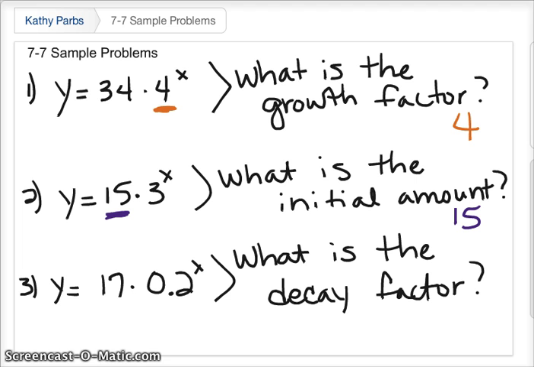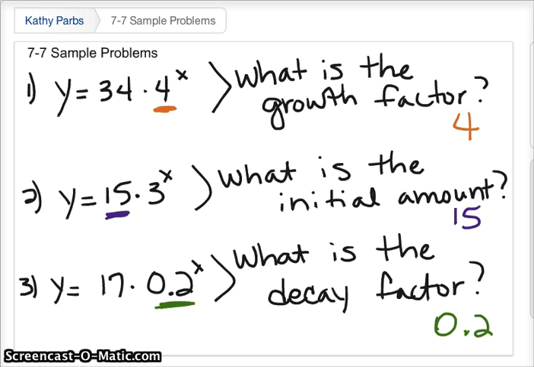In the next problem, we have y equals 17 times 0.2 raised to the x. It asks for the decay factor. We know that this is the decay factor because it's the base for our exponent of x. And we know it's a decay factor because it is less than 1. And our answer is 0.2.